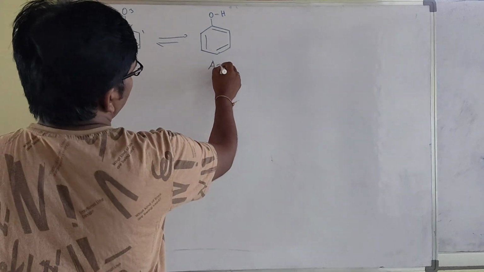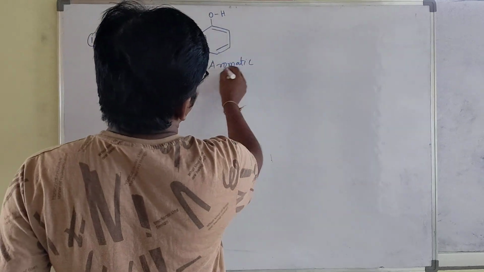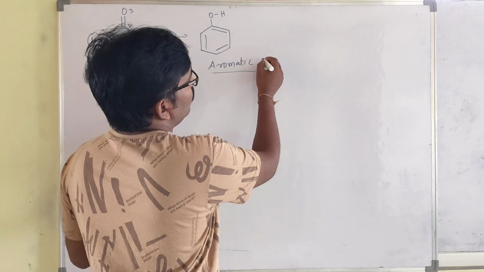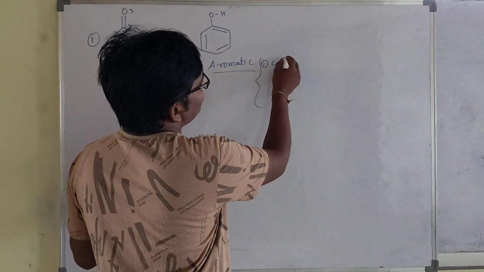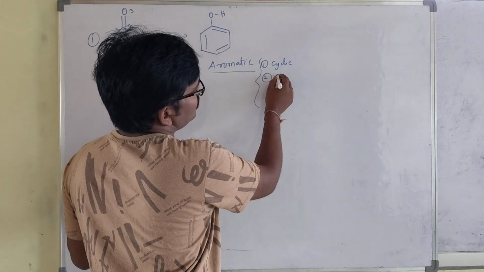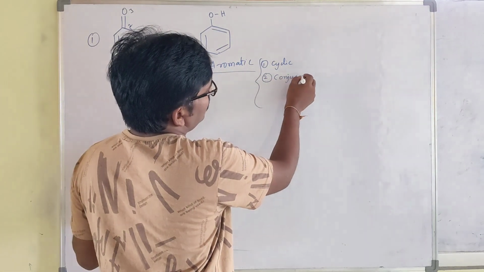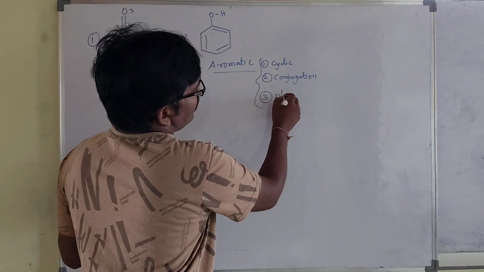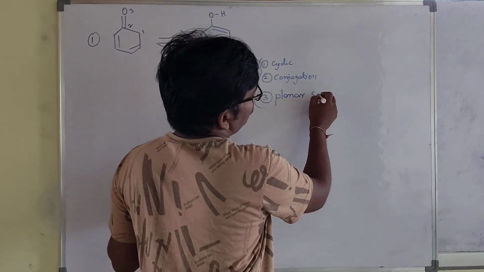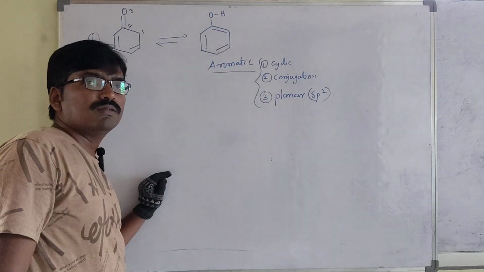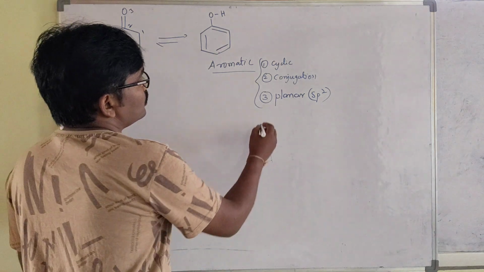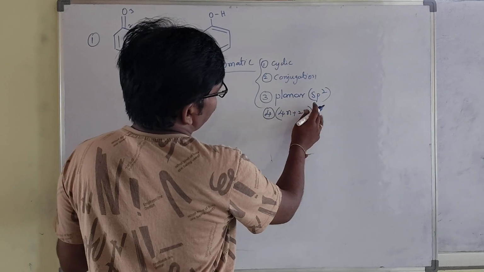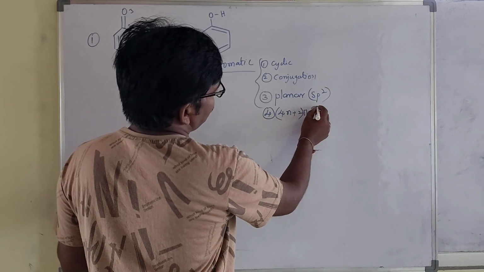It is an aromatic compound. How can you say it is an aromatic compound? I told you to follow the aromaticity rules. One is cyclic: yes, is it cyclic or not? Yes. Second, conjugation: are all the pi bonds in conjugation? Yes. Then third, planar: all carbon atoms are in sp2 hybridization, so trigonal planar, so all are planar. Then the fourth one I also told: 4n plus 2 pi electrons will be present.